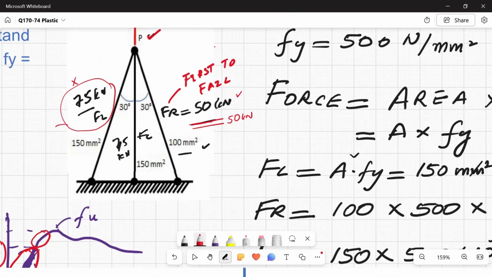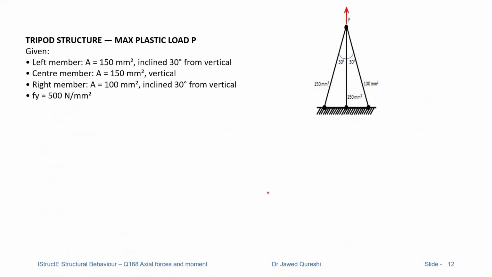But the failure load that we will consider over here, since failure is first on the right, we will consider the failure load as 50 kilonewton as well. So for equilibrium, we will say that FL and FR should be equal. And so these are the steps. The data is given to us.